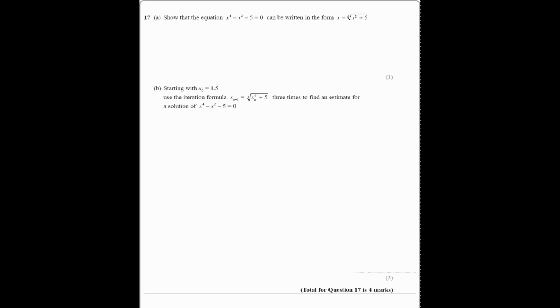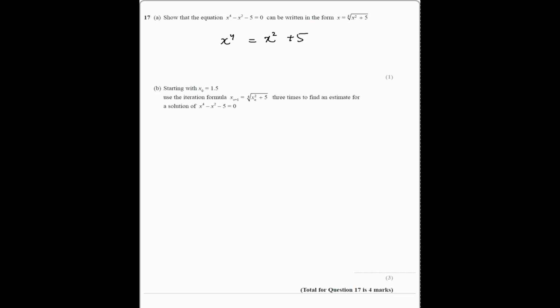Show that the equation x^4 minus x^2 minus 5 equals 0 can be written in the form x equals the 4th root of x^2 plus 5. So we have to show that the given equation can be written in this form. We can write it as x^4 equals, shift this negative x^2 to the right side, it will become plus x^2, and shift this negative 5 to the right side, it will become plus 5. Or you can say that we are adding x^2 on both sides and adding 5 on both sides.